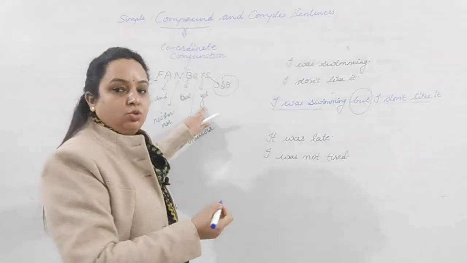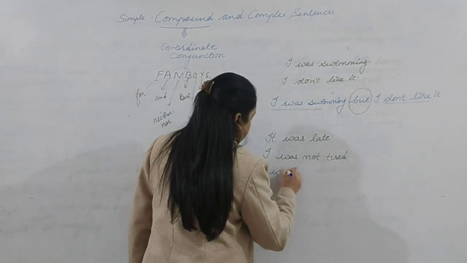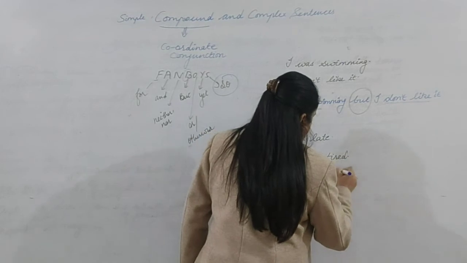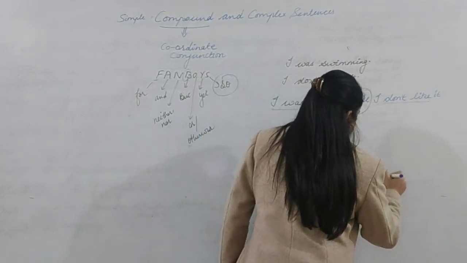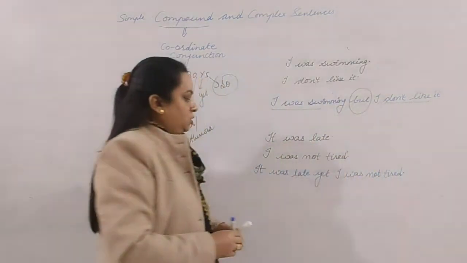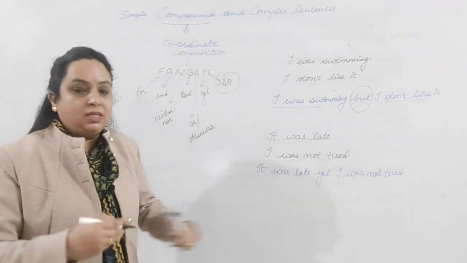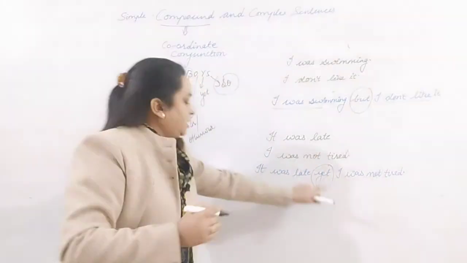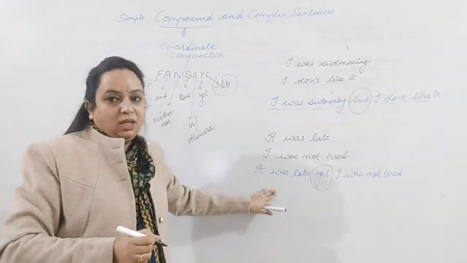That's we have to choose yet. So it is what? It was late, yet I was not tired. Right? So this is what? That's a combination of two simple sentences with a coordinate conjunction, which is yet, and which is the category of fanboys. So this is once again what it is.